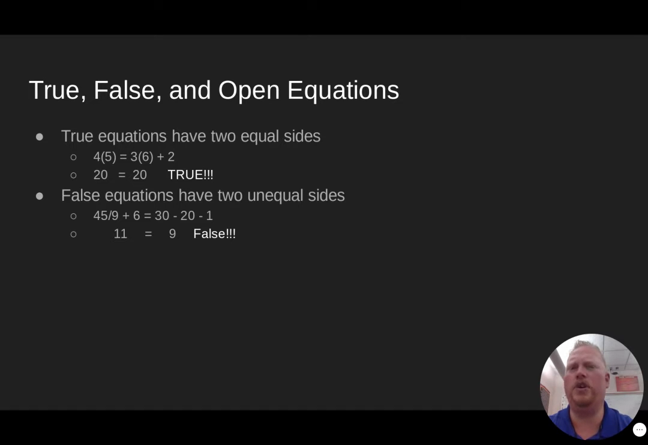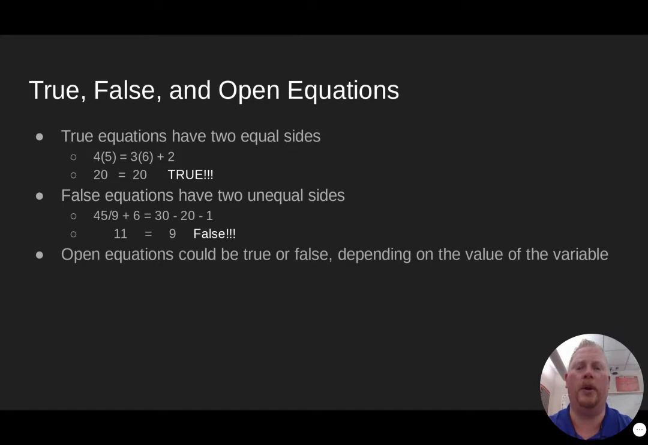However, the type of equation that we're used to seeing, we call an open equation. It could be true or it could be false depending upon the value of the variable. So for instance, if I have 3x minus 5 equals 13, that might be a true statement, it might be a false statement. Typically what we do with an equation like that is we try to figure out what the variable is that would make it true.